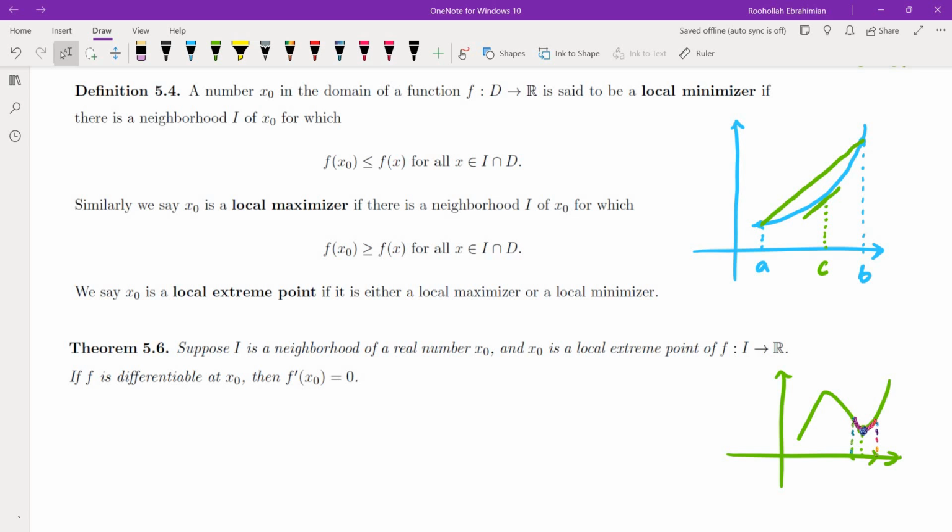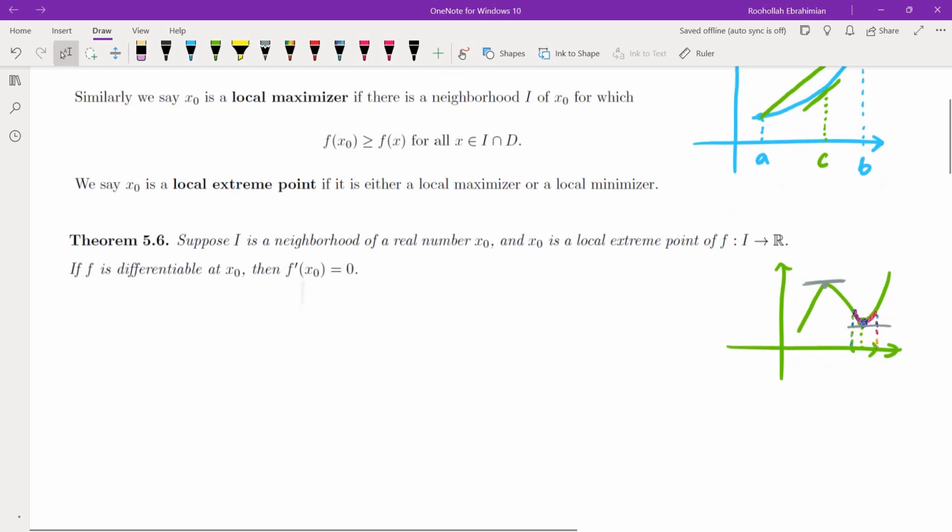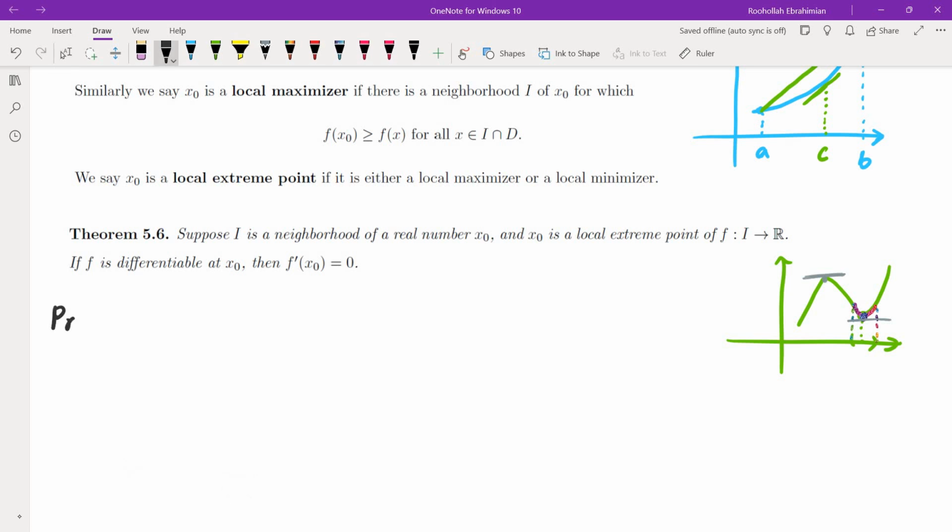Okay, so one thing about local minimizer and local maximizer is that the derivative would have to be 0. If you look at the local maximizer, which is right here, you can clearly see that the derivative is 0 at that point, or the slope is 0. And the main thing that I need about that is the fact that the function is in fact differentiable at that point. Okay, so let's state and prove the next theorem.